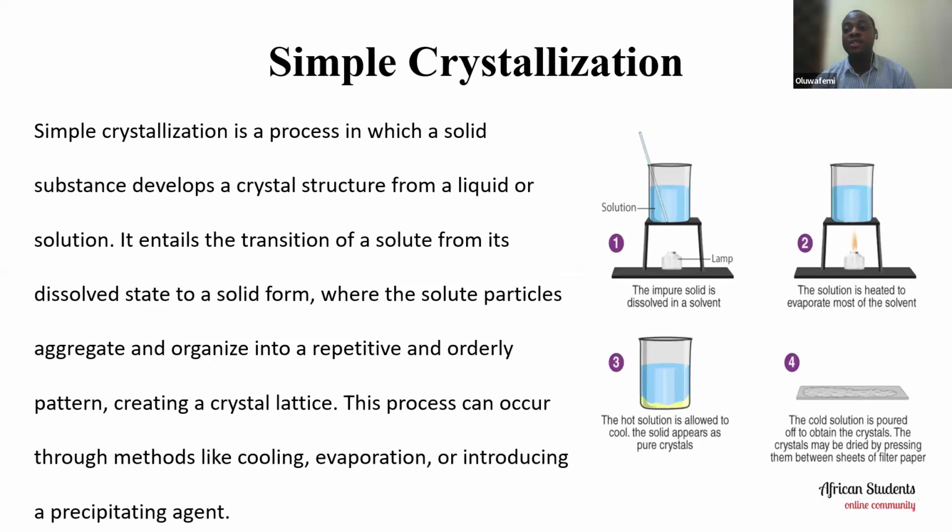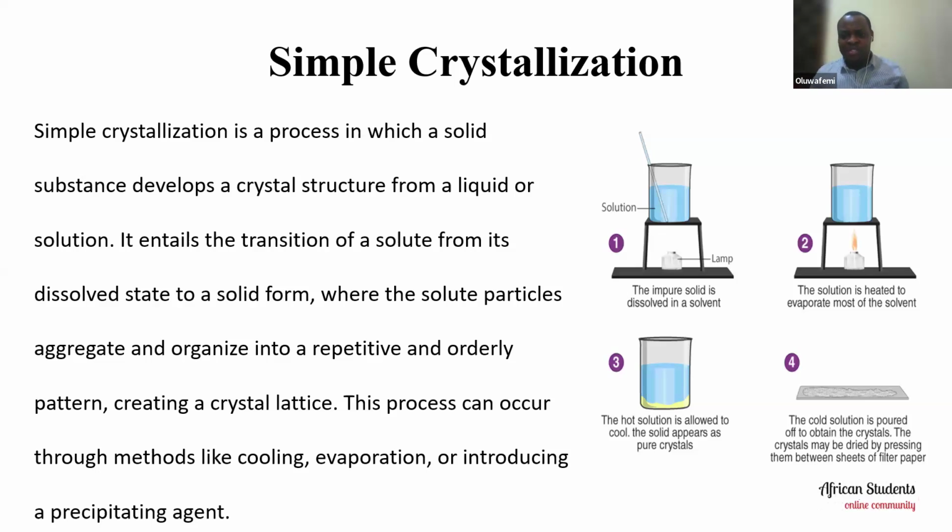So simple crystallization is basically a process in which solid substances develop a crystal structure from a liquid or solution. It entails the transition of a solute from its dissolved state to a solid form, where the solute particles aggregate and organize into a respective and orderly pattern, creating a crystal. Now, the big picture is just represented with that diagram that I put there for you.